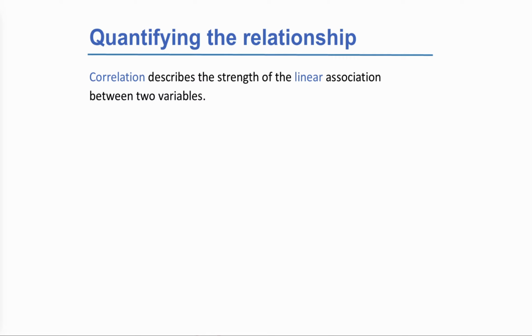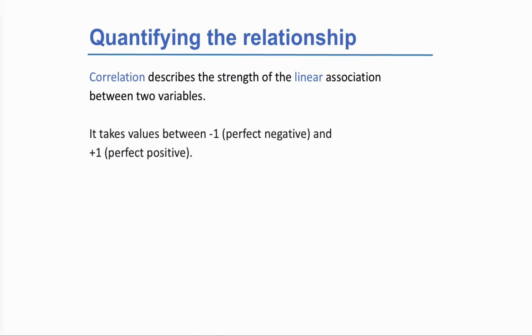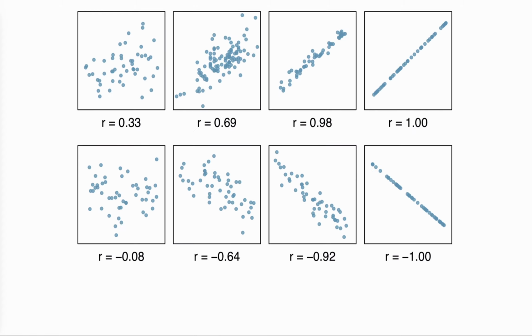So correlation describes the strength of the linear association between two variables. Your correlation can be a value between -1 and +1. -1 would be a perfect negative correlation, and +1 is a perfect positive correlation. A value of 0 indicates no linear association. So this is an R value. So R is your correlation coefficient.